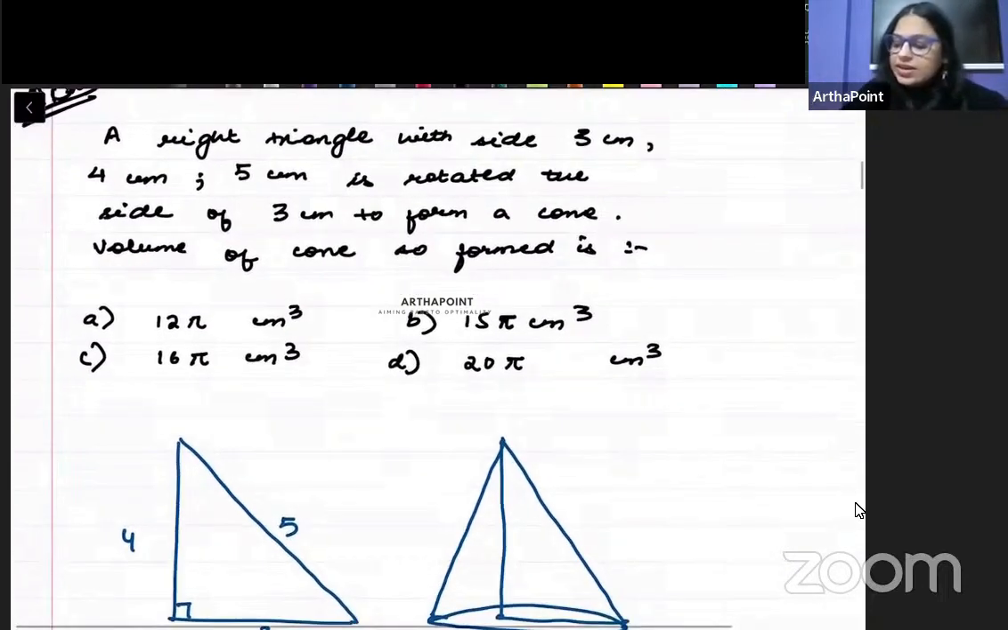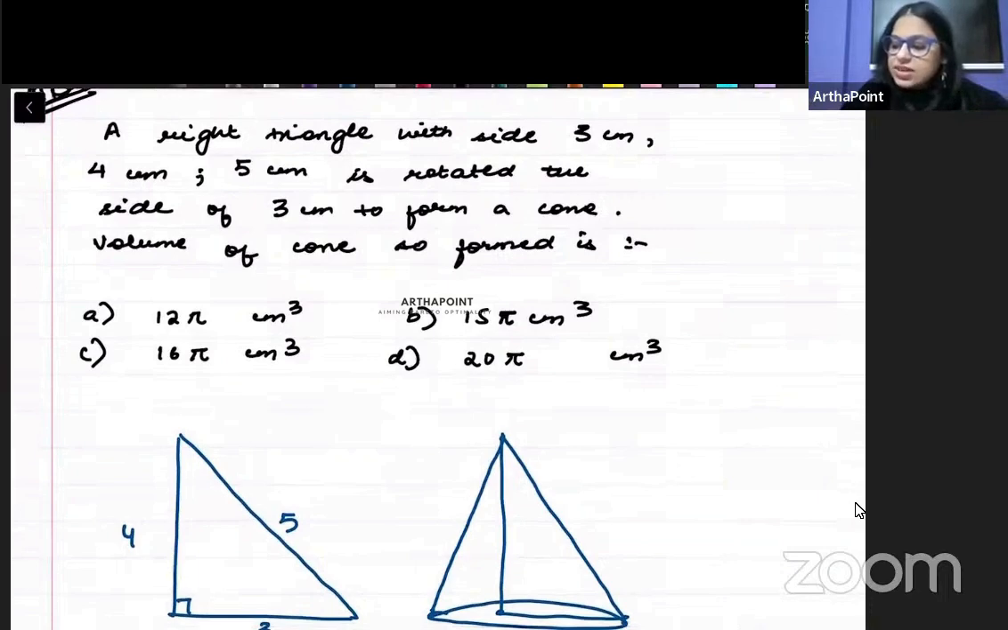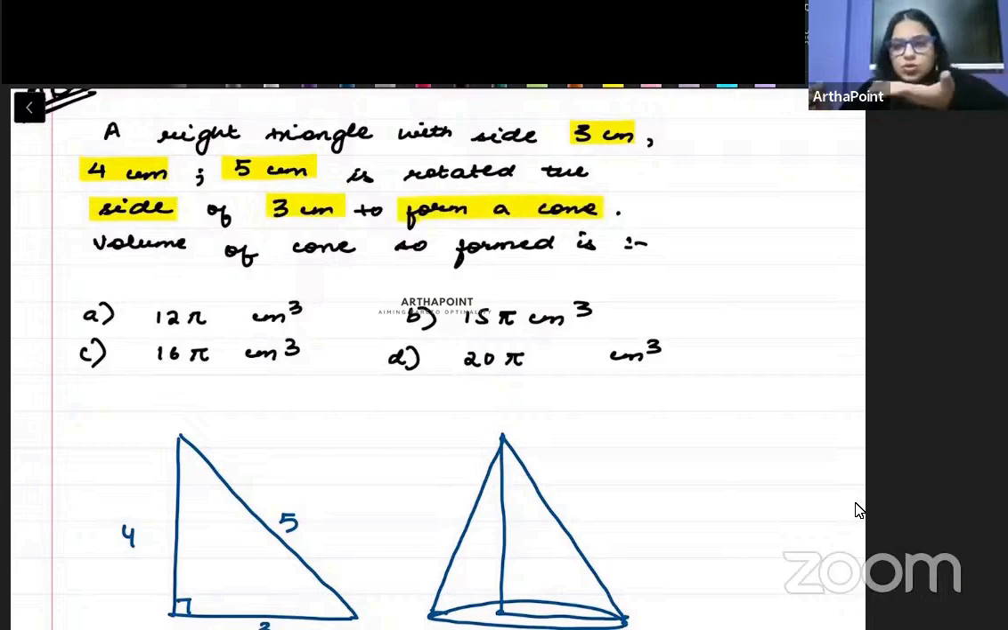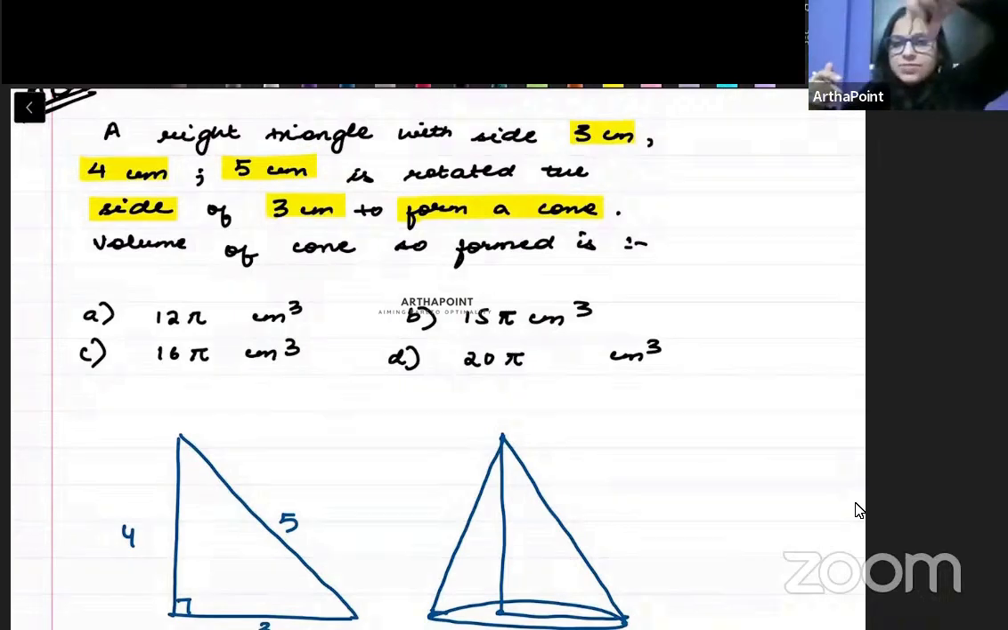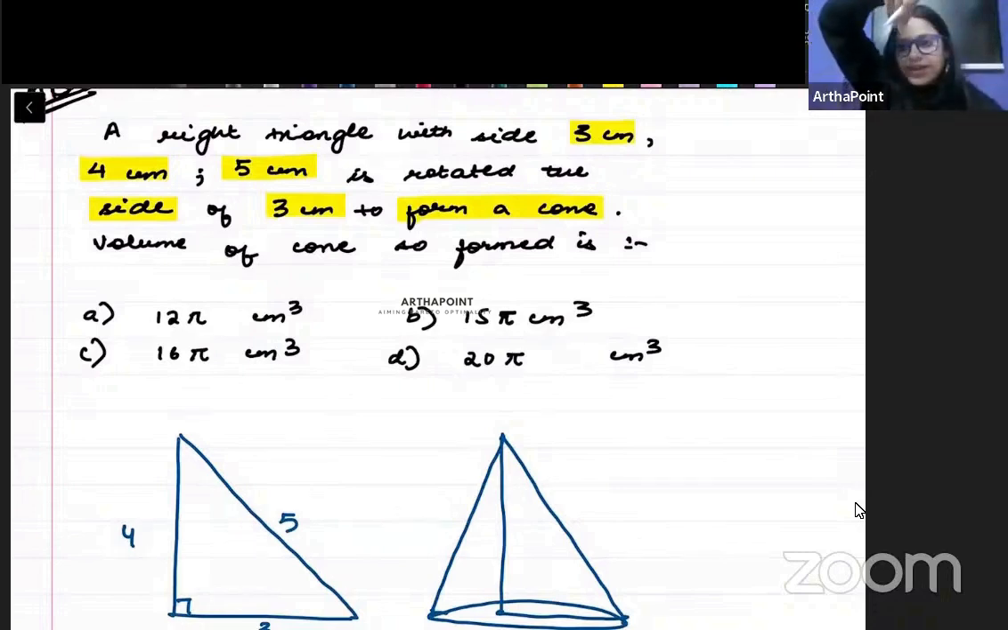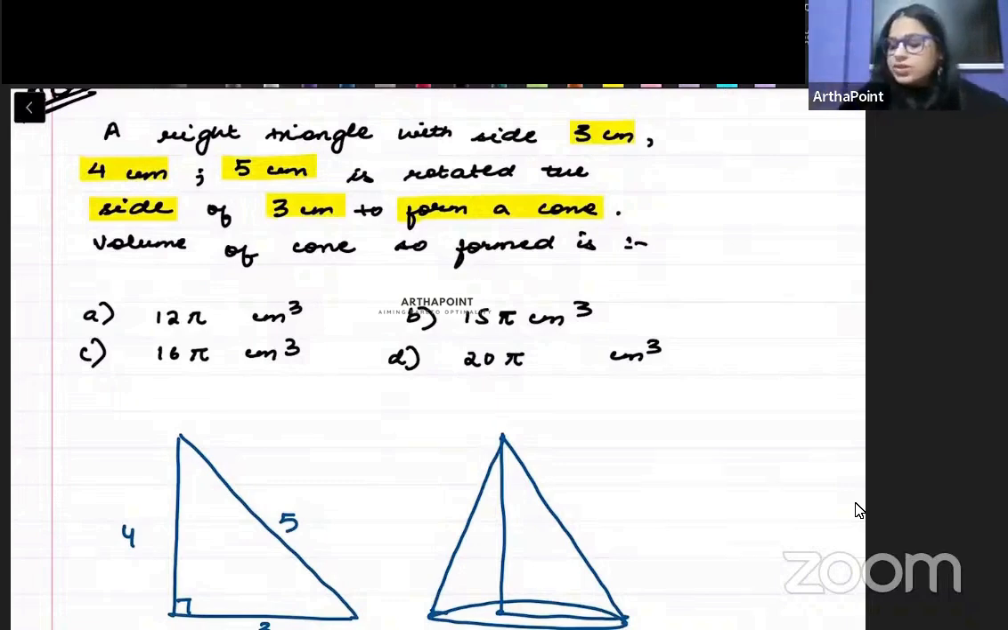It says a right angle triangle with sides 3 centimeter, 4 centimeter and 5 centimeter is rotated about the side of 3 centimeter to form a cone. Understand carefully. You have a triangle, and you are trying to rotate it in such a way that it becomes a cone. Rotate how? If you have a triangle and you keep rotating it, it will become a cone, like a cap, right? This is what it is saying.